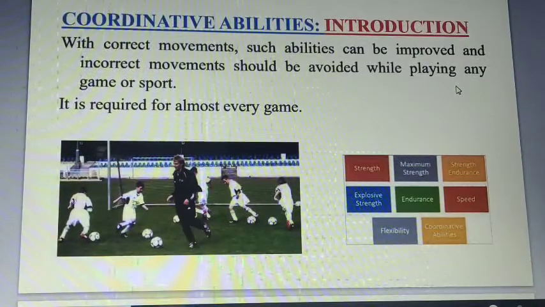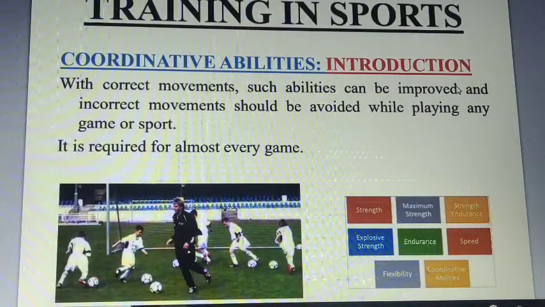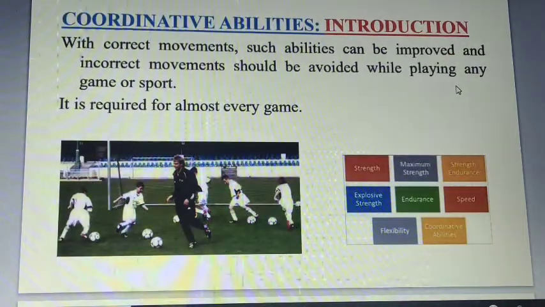In this correct movement, as you can see, these boys are playing football and drilling. We need strength, maximum strength, and endurance. In this game, speed is also required. While playing football, coordinative abilities are required, along with flexibility, explosive strength and so many other things. So here we get to know that football or any game, hockey for example, requires coordinative ability. It is required for almost all kinds of games, right?